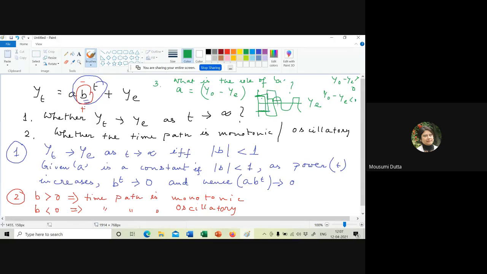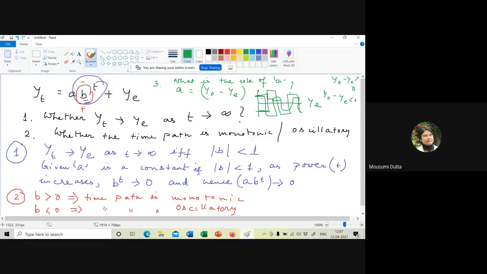Then if it is oscillatory, I'll move like this. If it is monotonic, convergent, I have to move towards equilibrium. Divergent, move away from the equilibrium. However, every time path has a starting point. Now where this starting point will be located, that will be determined by this A.